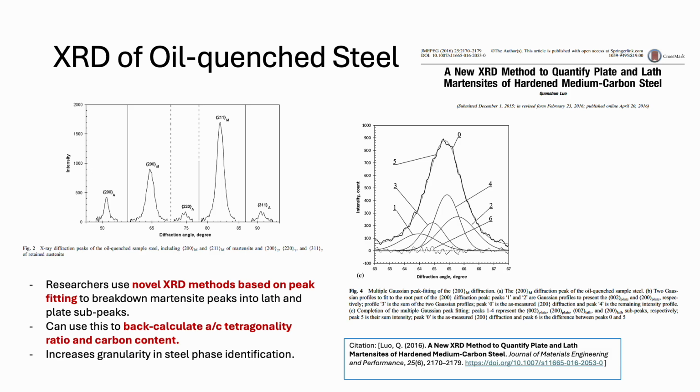And knowing the carbon content then gives us information about what we can expect in terms of the mechanical properties of the steel. And what this shows is that you can use the XRD method specifically to increase the granularity of your steel phase identification, in addition to performing routine phase analysis of your steel.